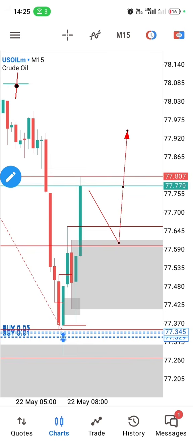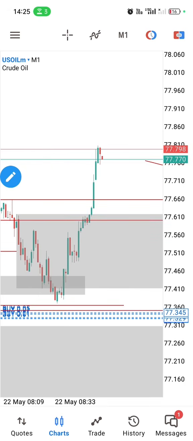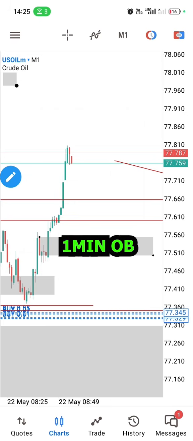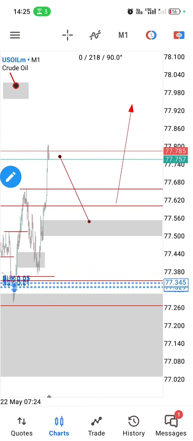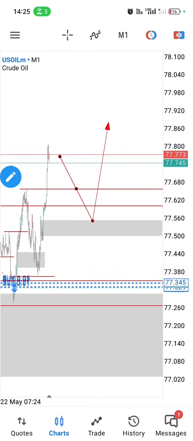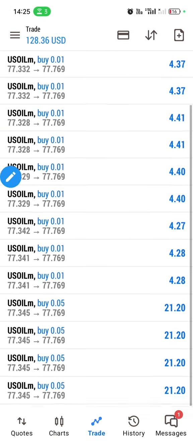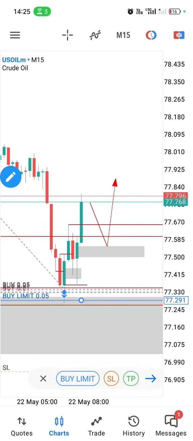So I will buy at the 15-minute order block, and if I could zoom into the smaller time frame, specifically the 1 minute order block, but I was okay with entering at the 15-minute order block because I wanted to be executed inside the trade. So yeah, I decided to place my buy stops at the 15-minute order block.